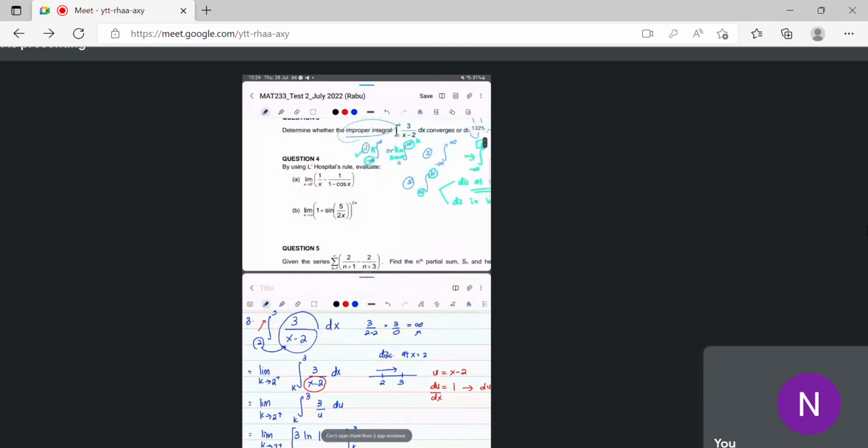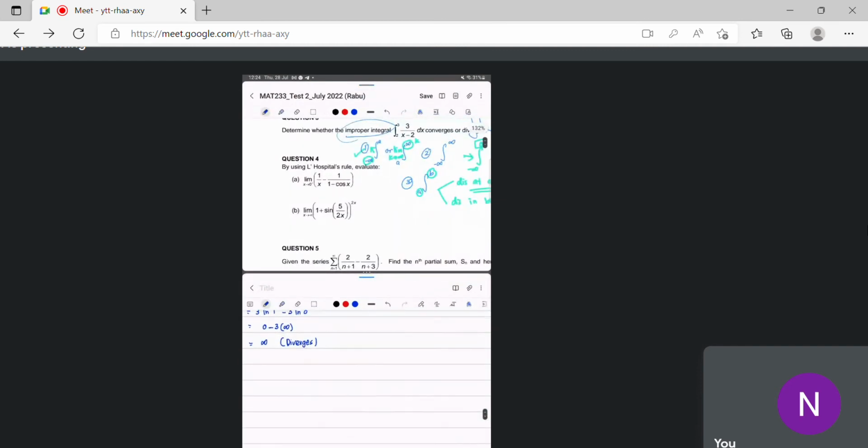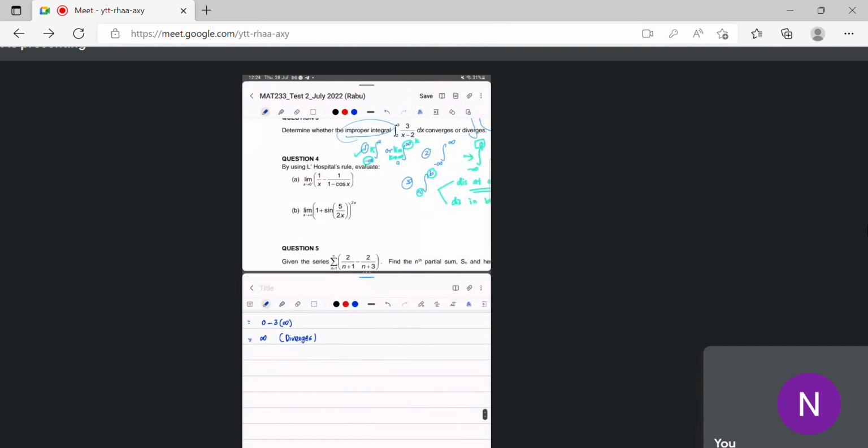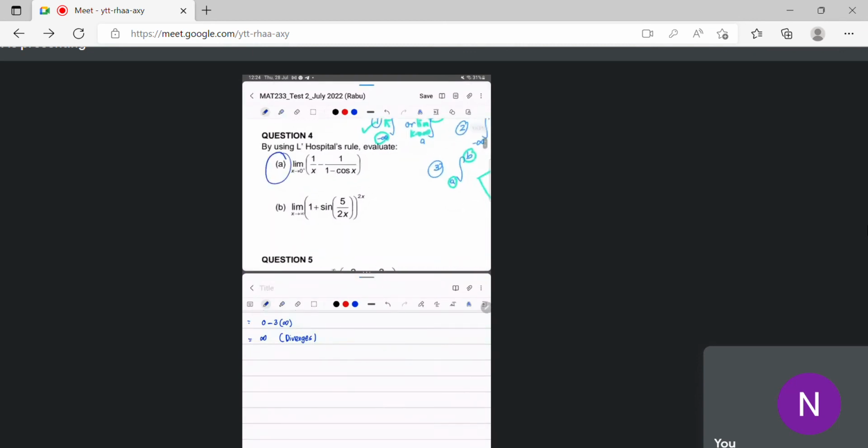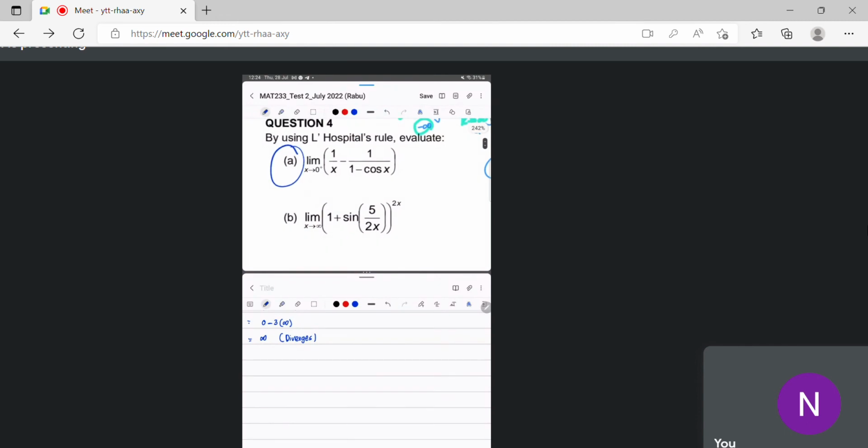Okay. So, the next one. Yang ni, L'Hopital rule. Okay, L'Hopital rule ni, untuk yang number A ni, saya tak risau sangat, sebab most of you dah nampak macam mana. Okay, saya nak fokus pada yang B. Boleh ke saya skip yang A tu? Boleh, madam. Boleh, madam.